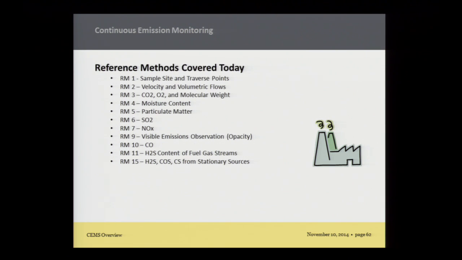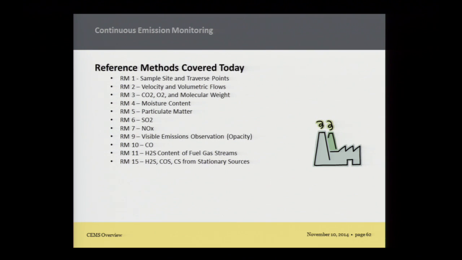So we've got the traverse points, how to establish your sample site, your velocity, CO2, O2, and your molecular weight. These you typically run with almost everything you do, unless you just have a concentration limit. If you just have strictly a ppm limit, you can compare just your analyzer numbers. But if you've got any factored limit like a pounds per million BTU, you've got to run your velocities and traverses to be able to establish what that number is, and then also get this molecular weight to make the equation work.